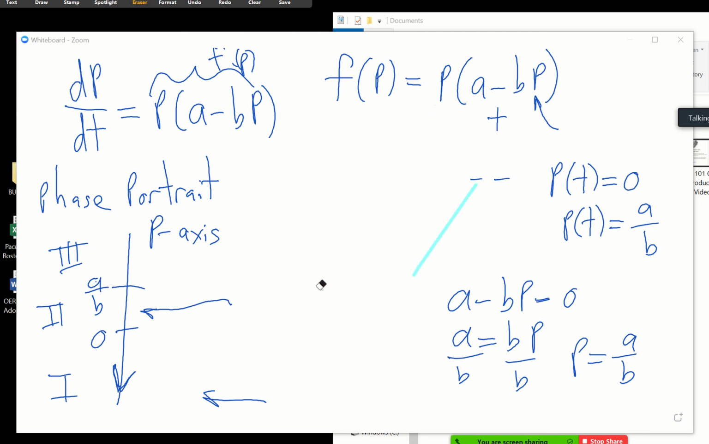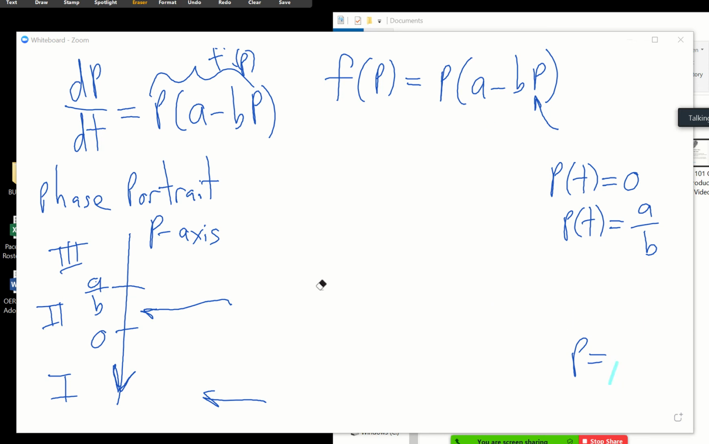In region 2, we're between 0 and a over b. So now, if we're in region 2, first of all, p is going to be positive. So this first factor out in front is positive. And because p is kind of small in this region, this value here is going to be positive.